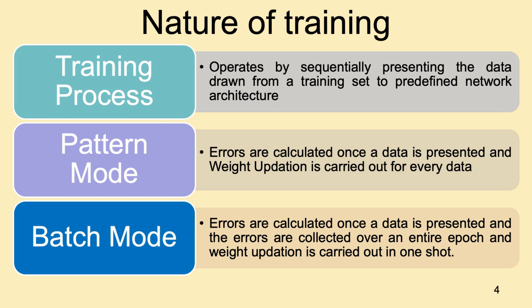Next, nature of training. In what way do I have to do the training? There are two training processes. One is pattern mode, another one is batch mode. So in general, what is my training process? Training process is nothing but a sequential presentation of the data. You have a neural network, which we discussed yesterday. We have a set of input nodes, hidden nodes, and output nodes, and those nodes are connected.